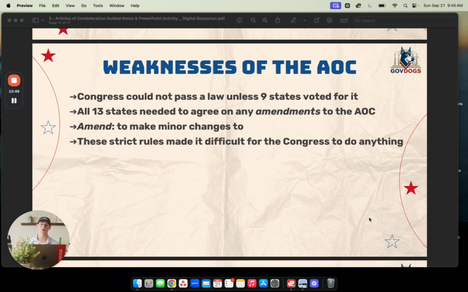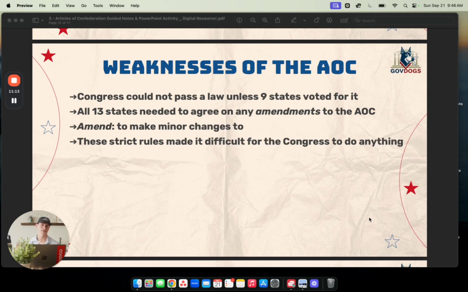And even harder, all 13 states needed to agree on any amendments to the Articles of Confederation. So 100% of the states needed to agree on any changes, any amendments. That's really hard, right? If I took 13 of you in the class and again tried to get all of you to decide what we were going to order for our class party this year in terms of food, it would be basically impossible to get all of you to agree on it.